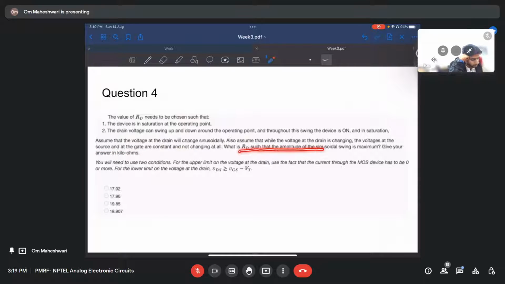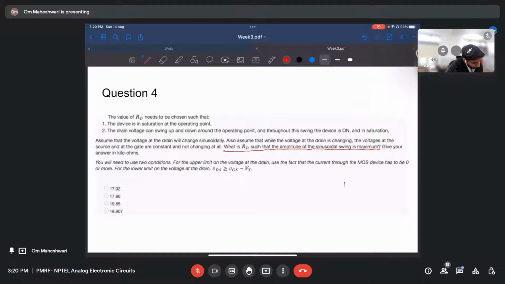And what does it ask for RD? This is an important line. What is the RD such that the amplitude of the sinusoidal swing is maximum? So we have to find this such that the swing is maximum. Okay, so what does this mean? Let me tell you.